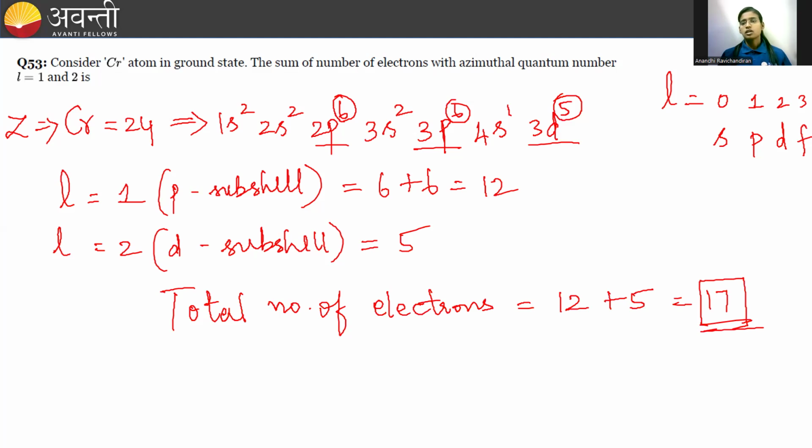Got it? So azimuthal quantum number is one of the quantum numbers, which denotes the address of an electron, and it is denoted by the letter L. So it corresponds to these values and its subshell. It gives the information about the subshell. And by using this concept, we are getting the answer for this question as 17. Okay. Now moving on to the next question.